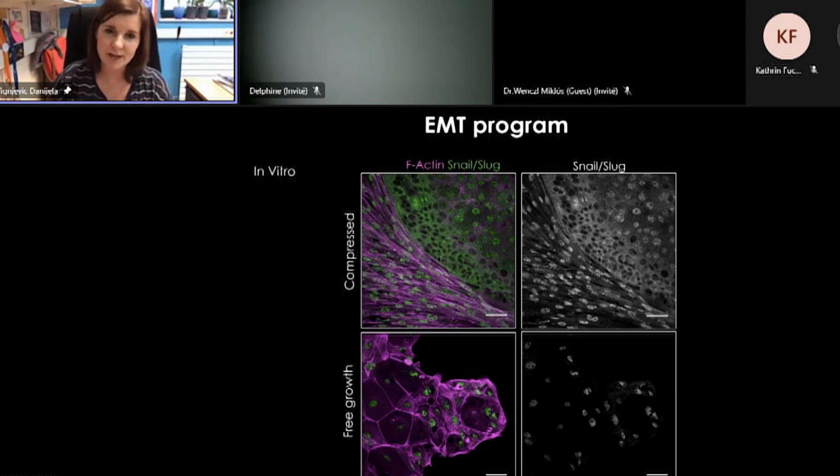And it's really striking in vitro. While the cancer cells are spreading freely, Snail and Slug, in this case, are nuclear. However, if they are compressed with CAFs, then at about 5-6 rows of cancer cells, they lose Snail and Slug from the nucleus, meaning a reversion of the EMT program.